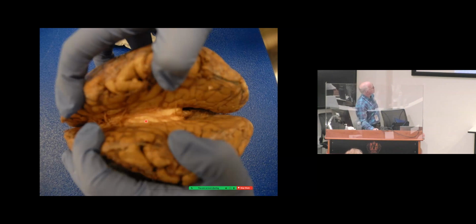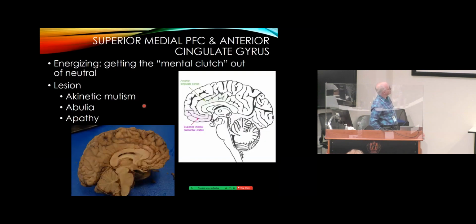So what is the gyrus that's lying right on top of the corpus callosum? This would have to be the cingulate gyrus. So when we go into lab on Wednesday, just some basic things like this will give you some orientation.